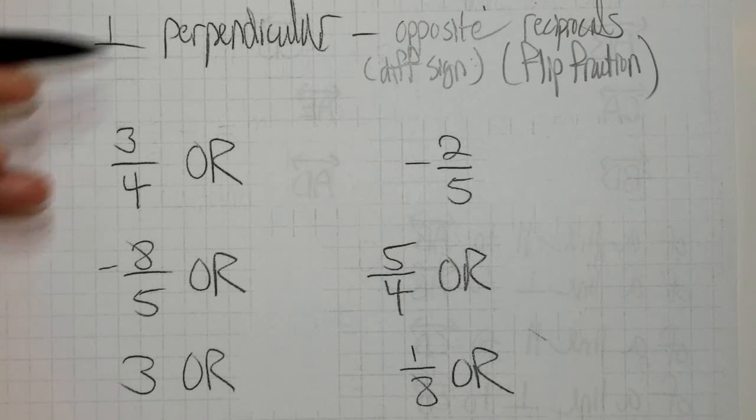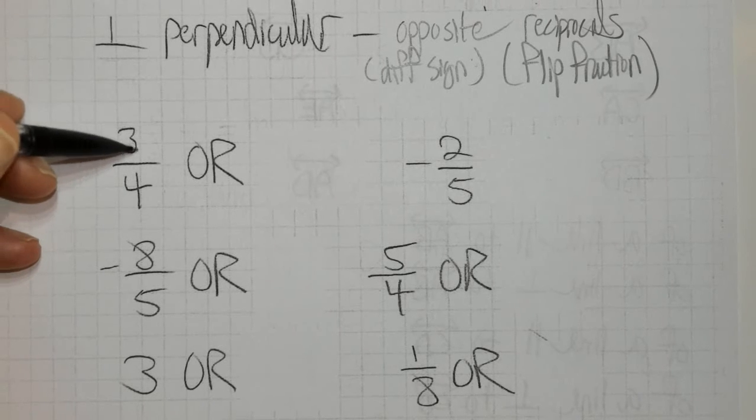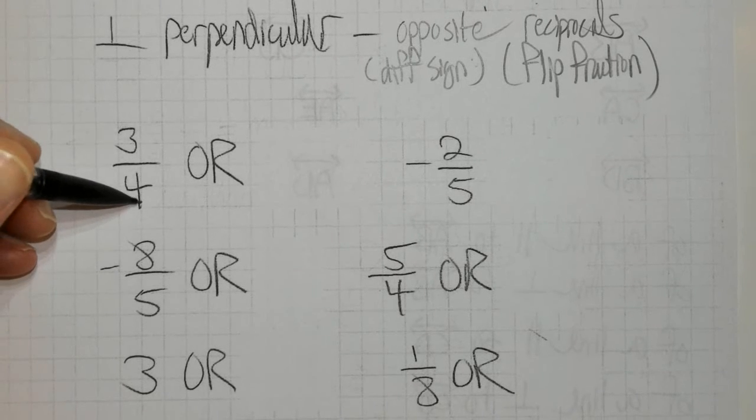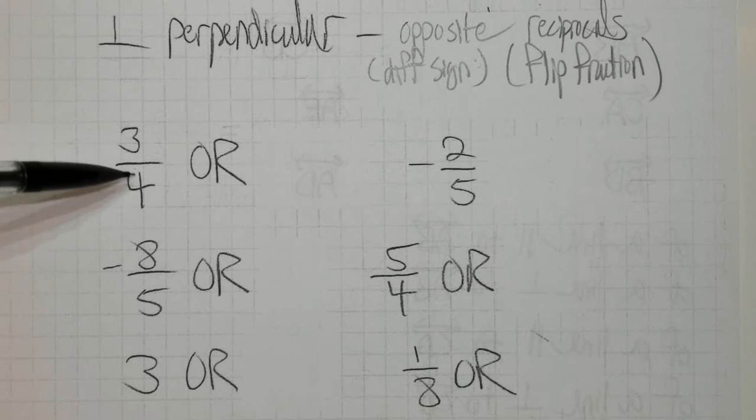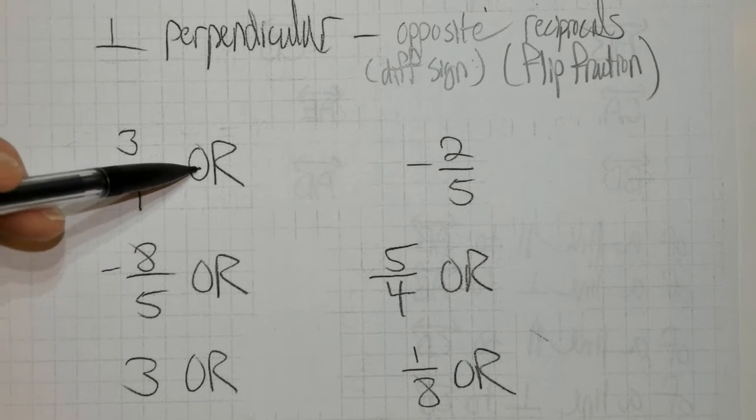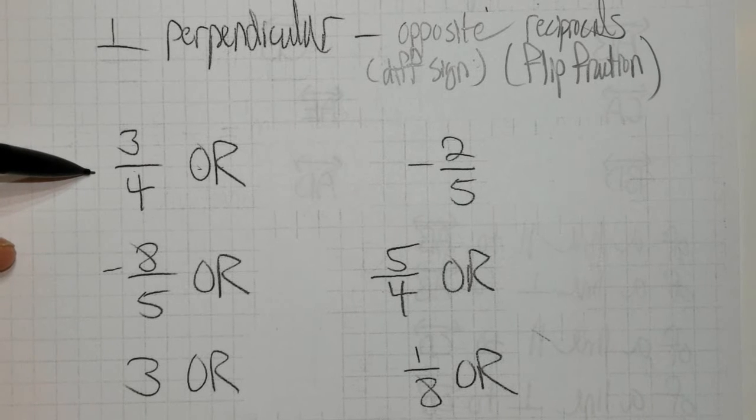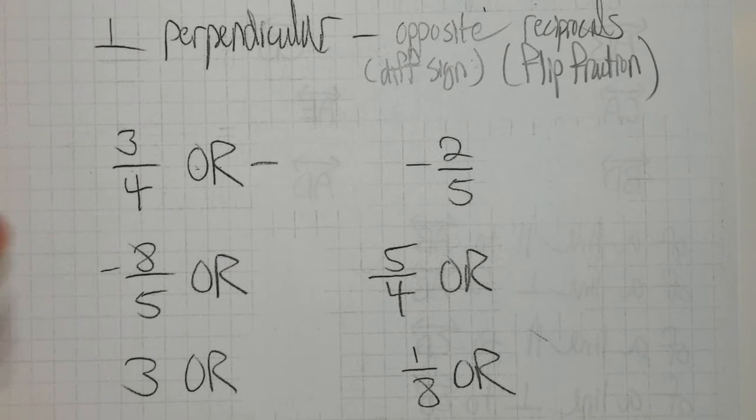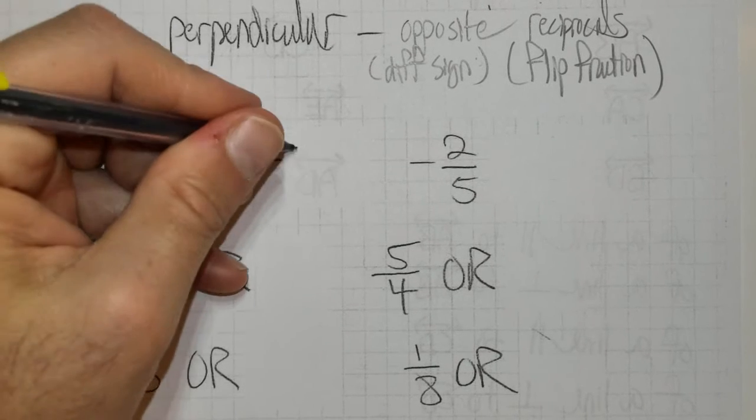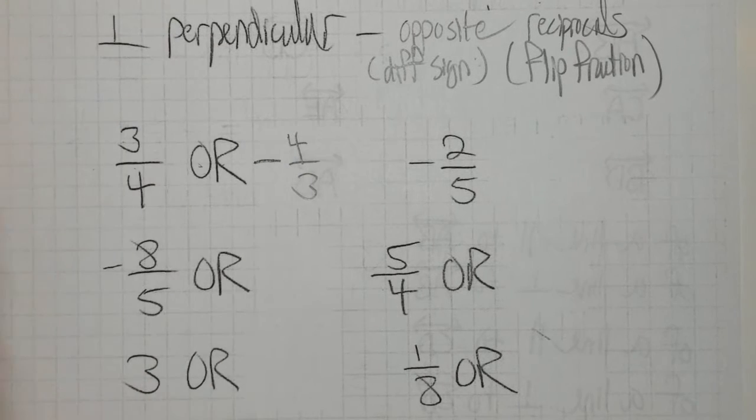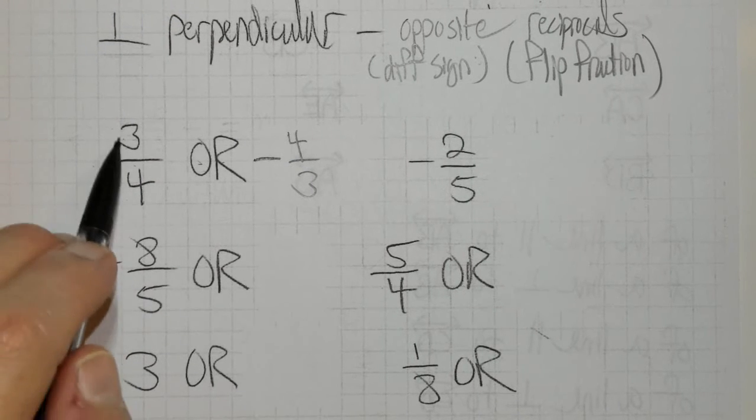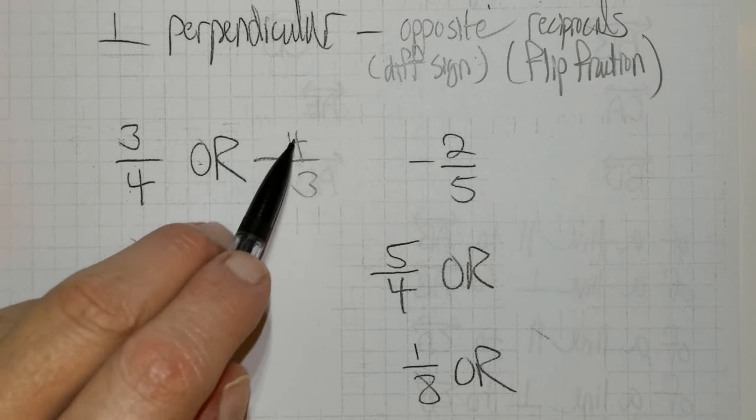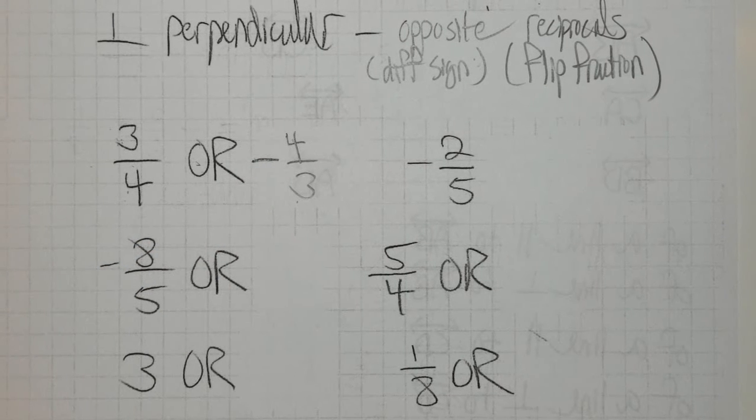So for example, if I know that the slope of one line is 3 over 4, and I want to know the slope of a line that's perpendicular to it, then I need to do the opposite reciprocal. Well, opposite means they've got to have different signs. So if the first one's positive, the next one's got to be negative. Change the sign, flip the fraction. 3/4 flips to 4 over 3. So the slope of a line perpendicular to this one would have to be negative 4 over 3. All right? So opposite reciprocal is what we're trying to find here.